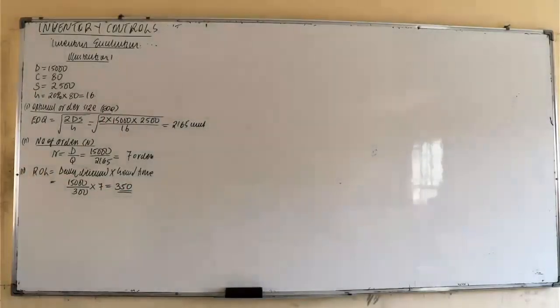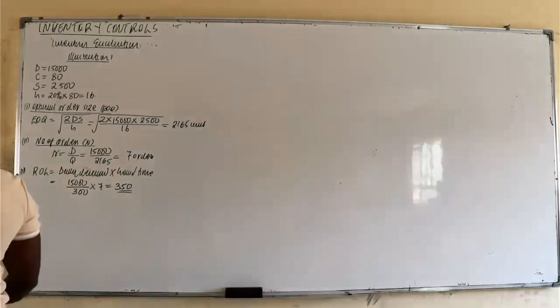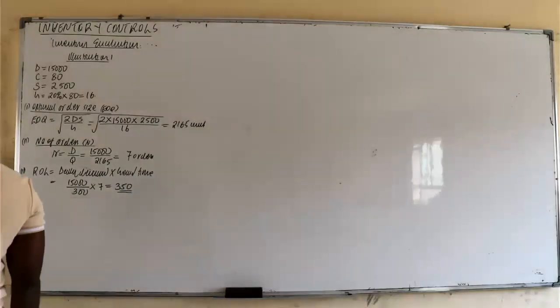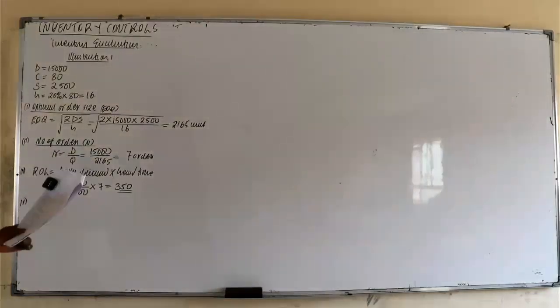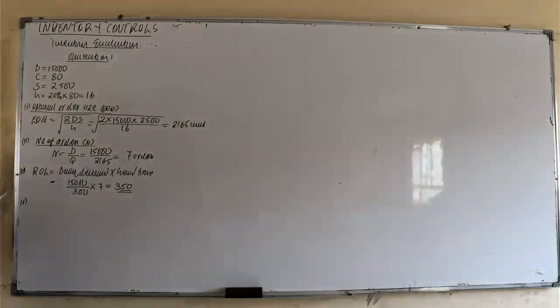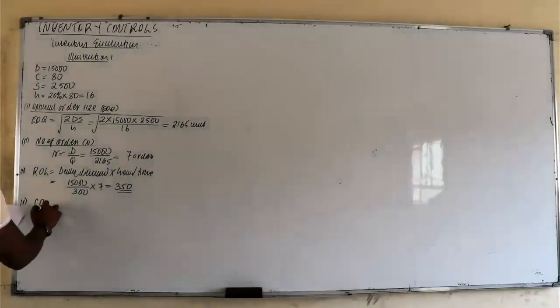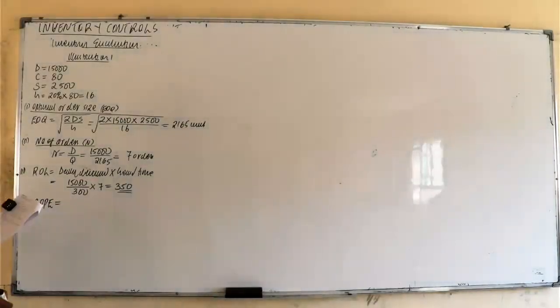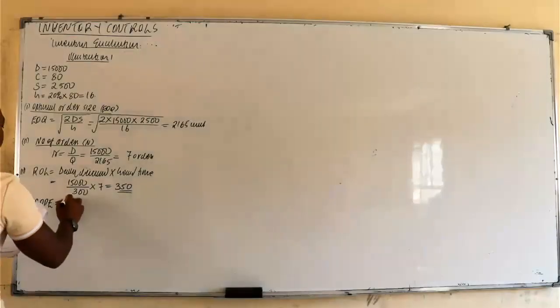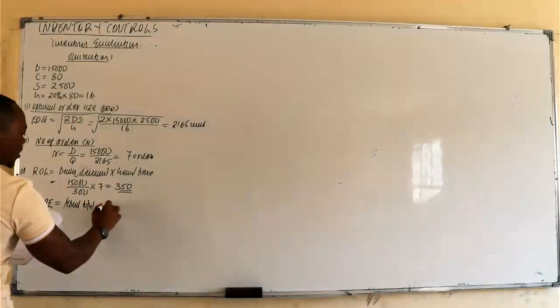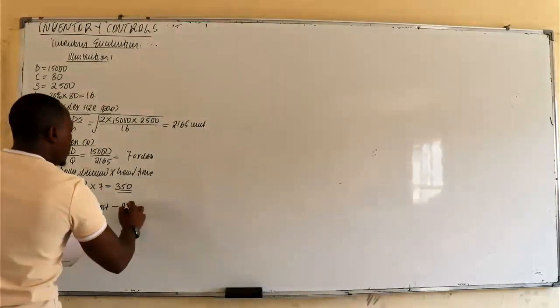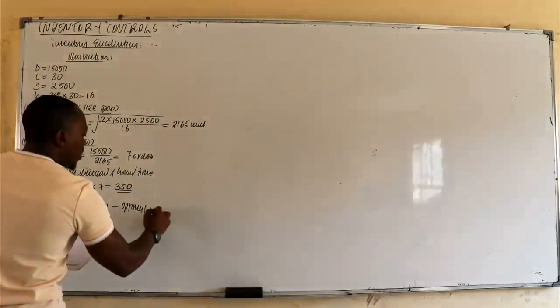And then lastly, number 4, the cost of prediction error. If the actual cost of capital and ordering cost were 18% and 3,000 respectively, you determine the COP. How do we get the COP? The cost of prediction error is the difference between the actual total cost minus the optimal cost.